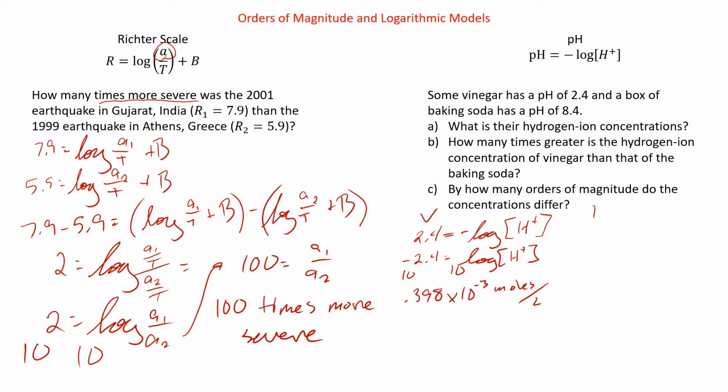And then the baking soda is going to have 8.4 equals the negative log of the hydrogen ion concentration. So we can make that negative 8.4.